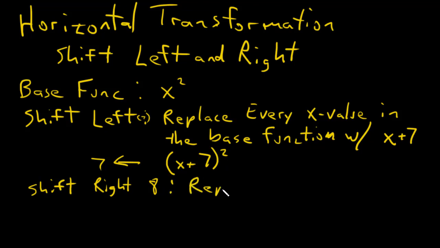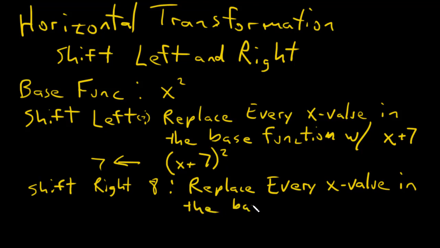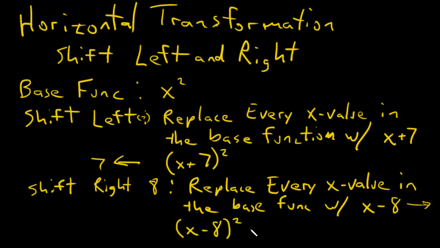Well, I replace or substitute, whichever you prefer. I'll probably say both over time. Replace every x value in the base function with x minus 8. So if I want to shift it right, which is in this direction, it is a minus sign right here. So what is that going to look like? Instead of x squared, it's going to be x minus 8 squared. And that is going to shift it right by 8. Okay?